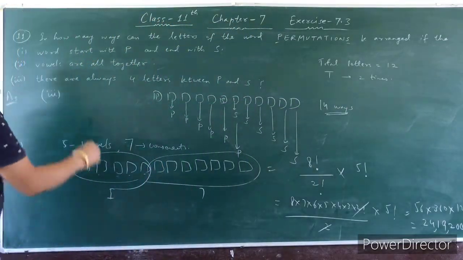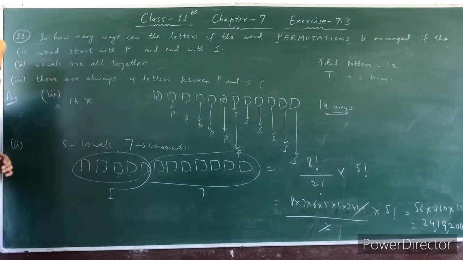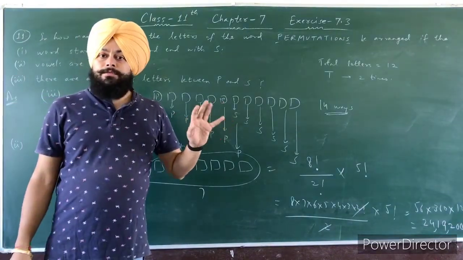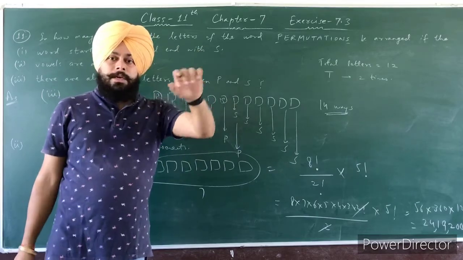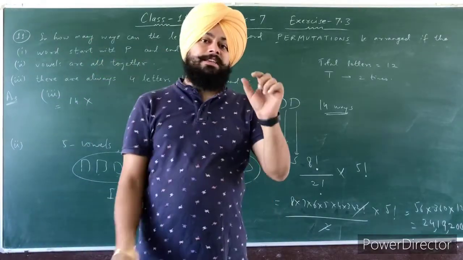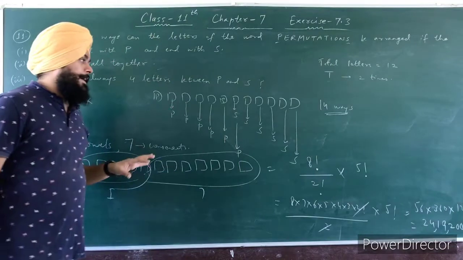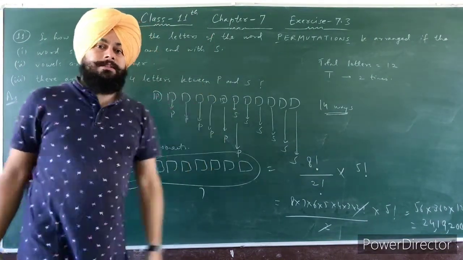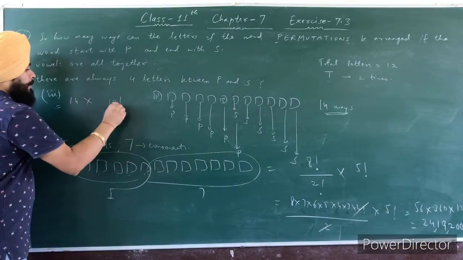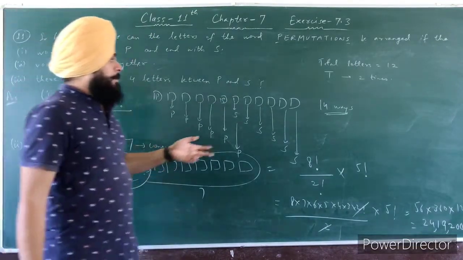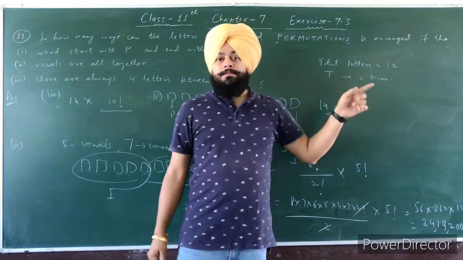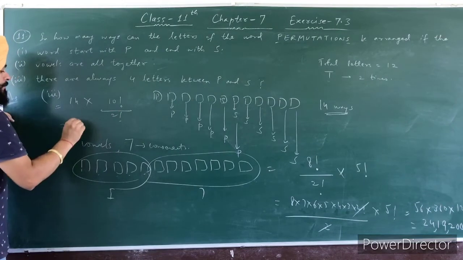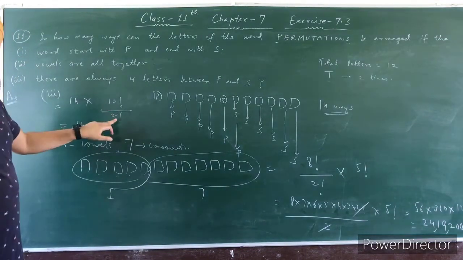Now what is the answer? We will write here 14 multiplied. See here, P and S are fixed in one chance. So there are total 12 letters; neglect P and S. So there are only 10 letters left. So multiply with 10 factorial, divided by what? 2 factorial, because T comes 2 times. So divided by 2 factorial. So 14 multiplied by 10 factorial over 2 factorial.